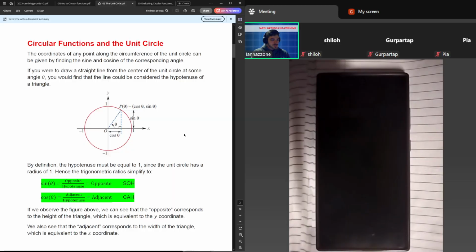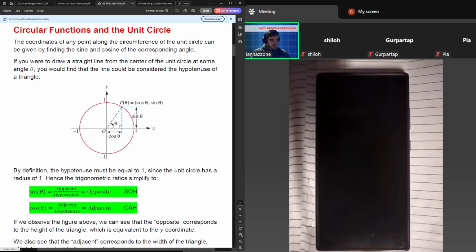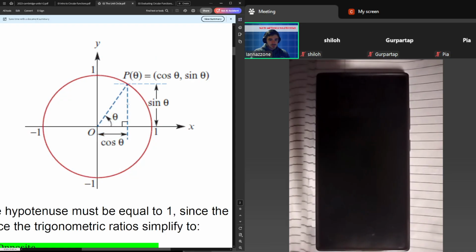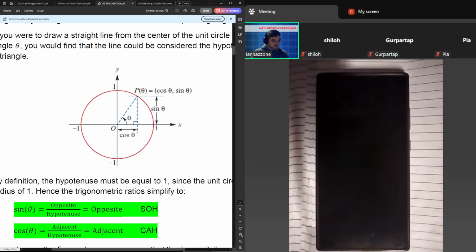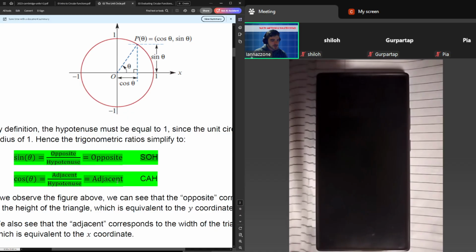Okay, circular functions with the unit circle. So basically the idea here is you have your unit circle, radius 1, and there's going to be some point that exists along the circumference of that. If you were to draw a straight line connecting that point to the origin, there's going to be some vertical component to it and some horizontal component to it. Based on our understanding of trig, you can grab what those values would be by considering the sine and cosine trig ratios.